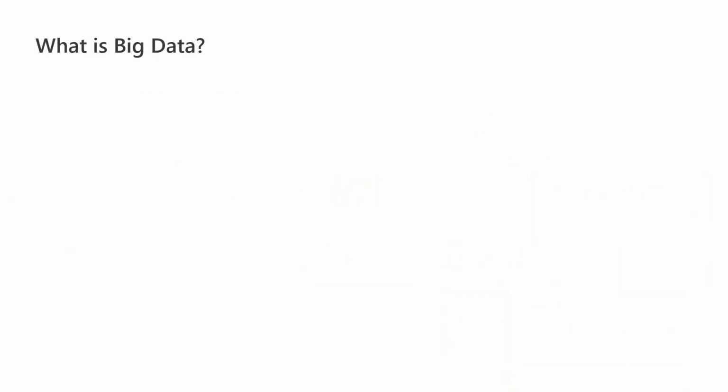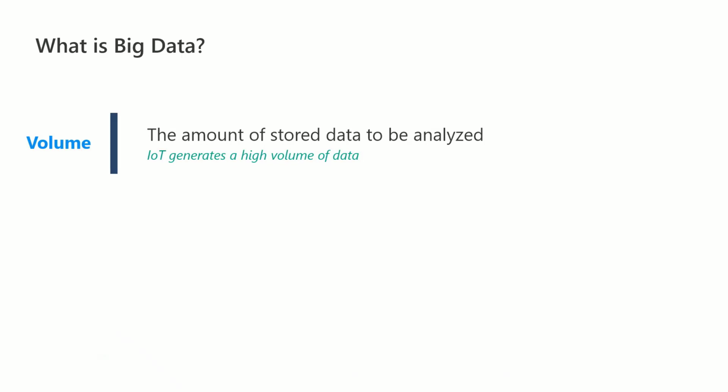Usually speaking, big data refers to a system that produces so much diverse quantity of data that traditional BI systems cannot analyze it. We define big data systems with three adjectives called the three V's. First, volume. It's simply the amount of data stored to be analyzed. IoT solutions produce a high volume of data.